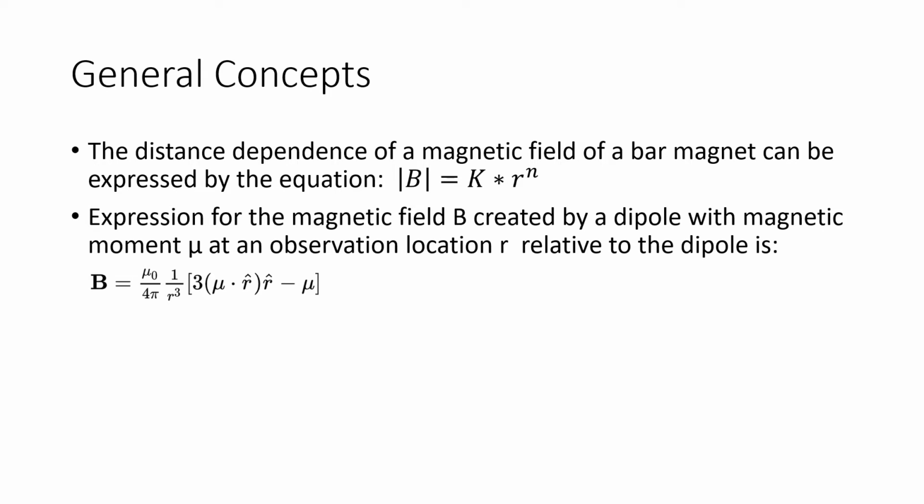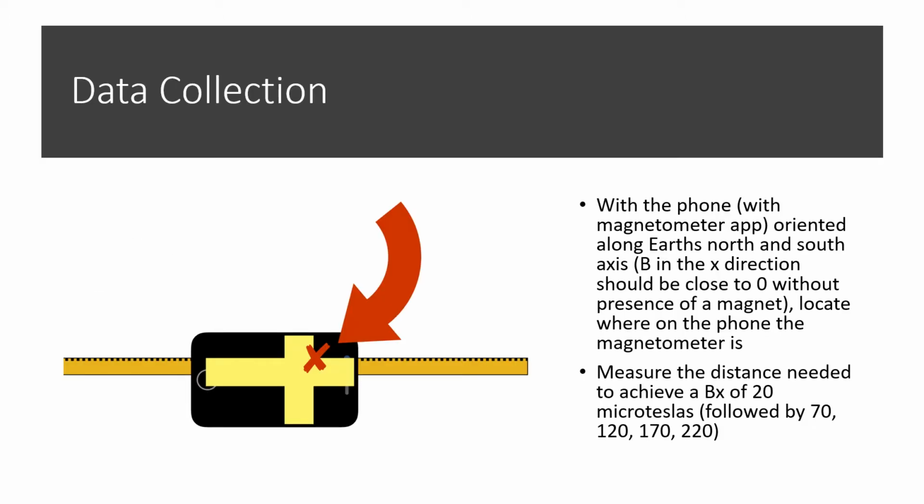The first one being the distance dependence equation for a magnetic field of a bar magnet, and the second being the Biot-Savart law for a magnetic field caused by a dipole with a dipole moment and observation location. The first part of this lab was to find where the magnetometer was located on the smartphone. Once you had done that, we had to orient the phone along the Earth's north and south axis so that B in the x direction would be close to 0 without the presence of a magnet.